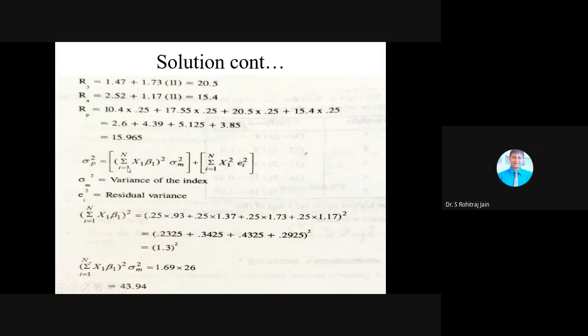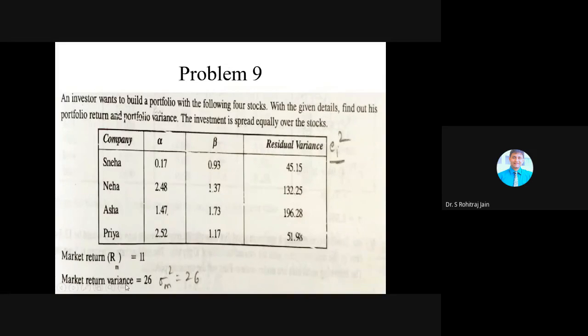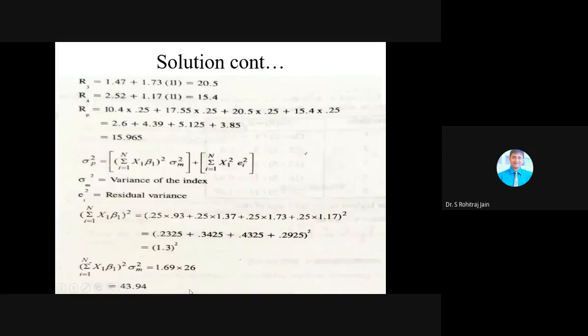What is there in the formula? Summation of i equal to 1 to n, x1 into beta 1, whole square, multiplied by the variance of the market. See here in the problem, all of you, they have given, right? Market variance is how much? 26. They have given it. So now I multiply it by 26, and I get 43.94, right? So I got the value of this part.